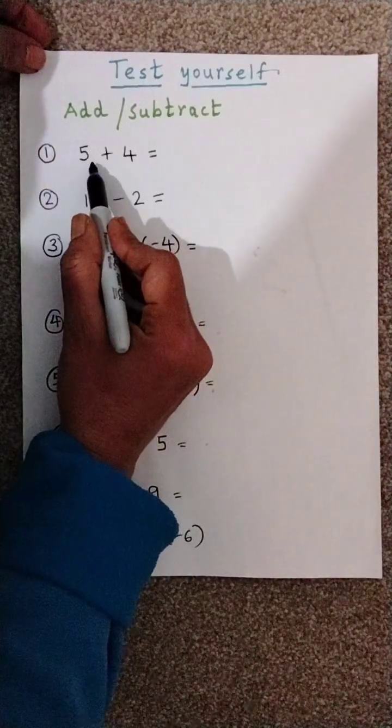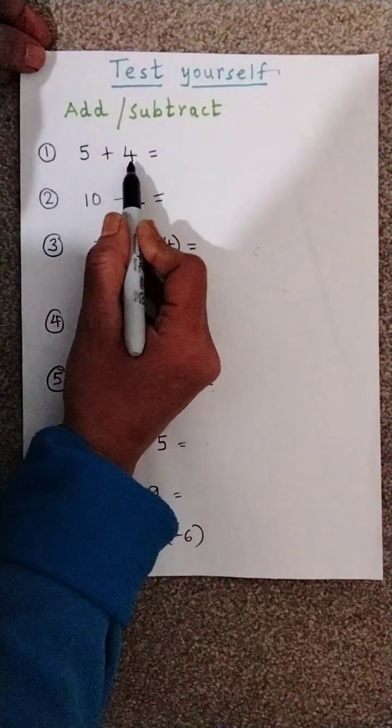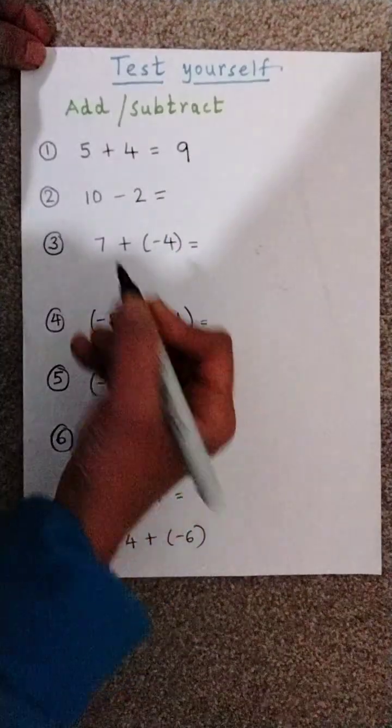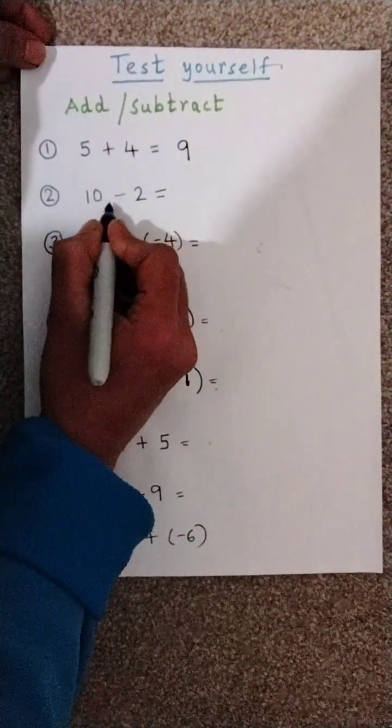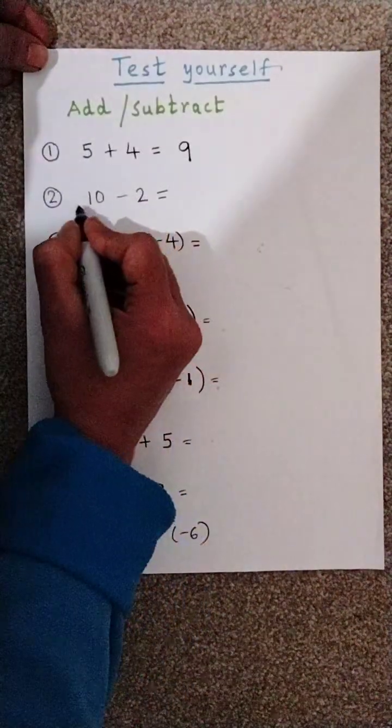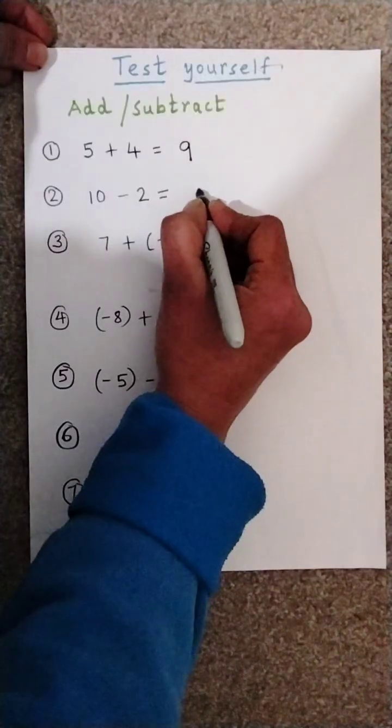The first one, 5 plus 4, easy, 9. Both positive, so we put 9. 10 minus 2, okay, we subtract. 10 minus 2, we subtract and put the sign of the bigger number, 10. So the answer is 8.